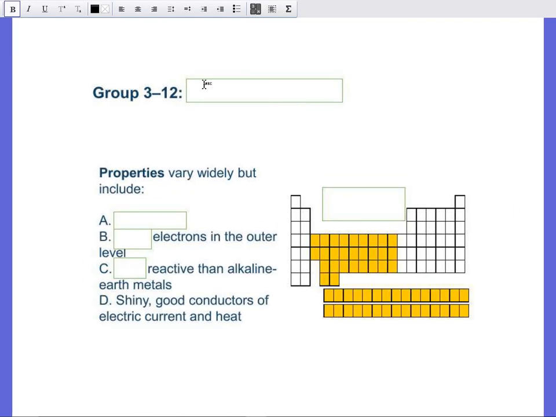Groups 3 through 12 are a large part of the periodic table. Those are called the transition metals. They're all metals, and they all have 1 to 2 valence electrons. They're also less reactive than alkaline earth metals. So you might have noticed as we're moving to the middle, reactivity is decreasing. Because they're all metals, they're all shiny, and they're also good conductors of electricity and heat.